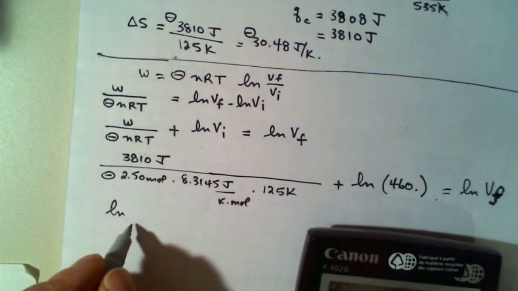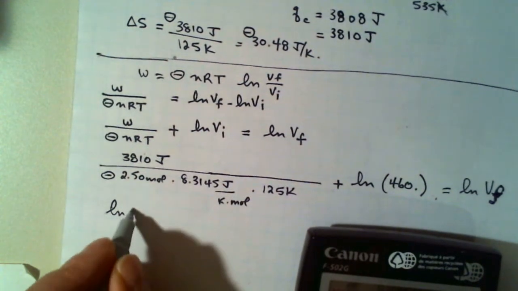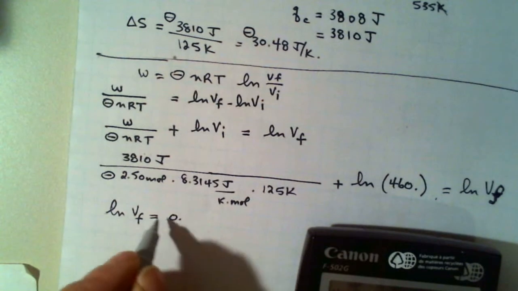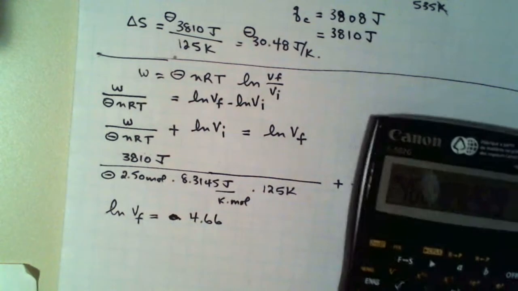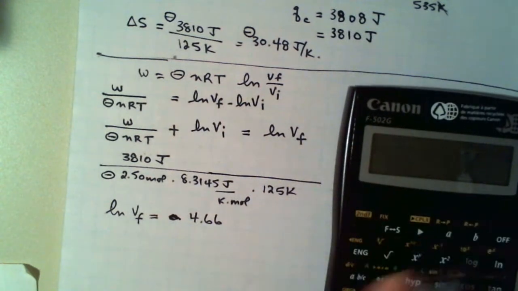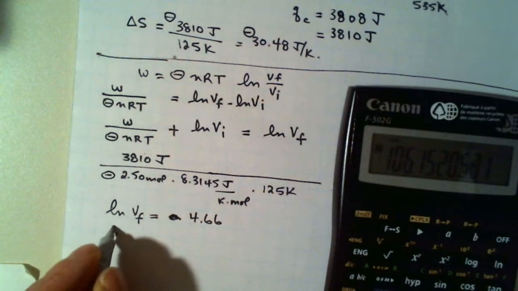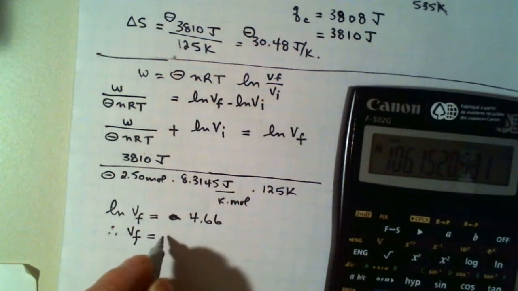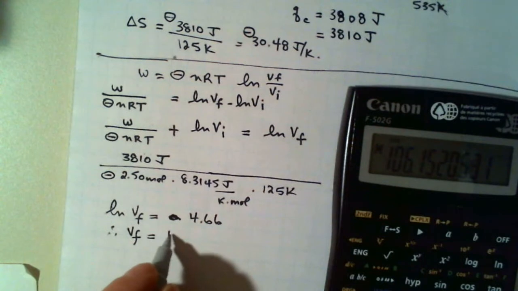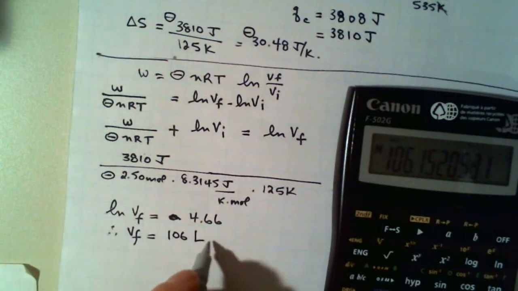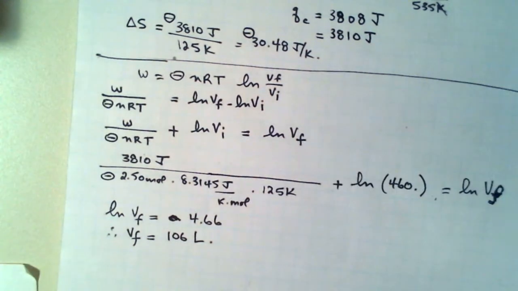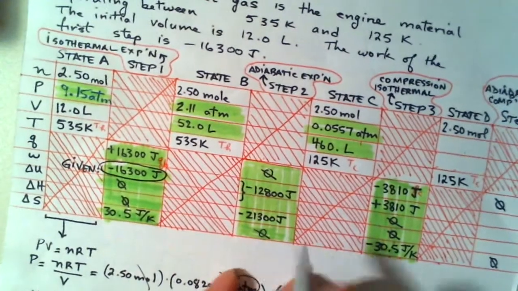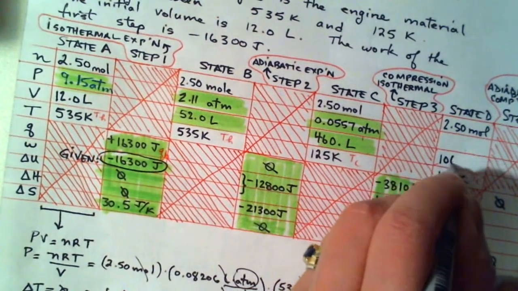I'll double check my sign, make sure that's done right. So the ln of VF, 4.6648. And so the inverse ln, therefore V final is inverse ln, or e to the x of that number, and that's 106. And I'm going to put the liters on it. Okay. 106 liters.